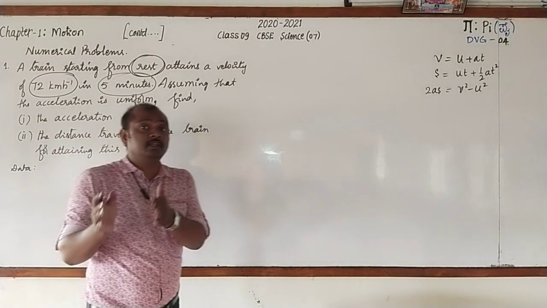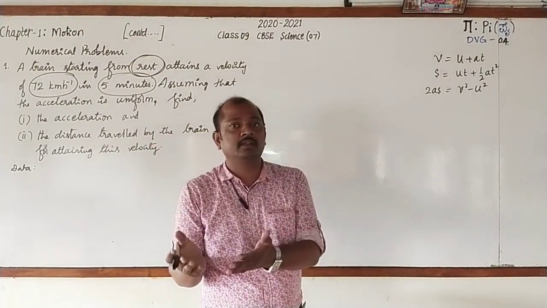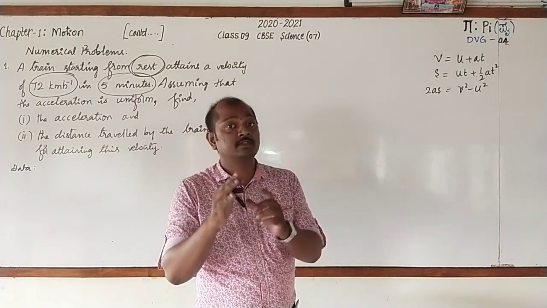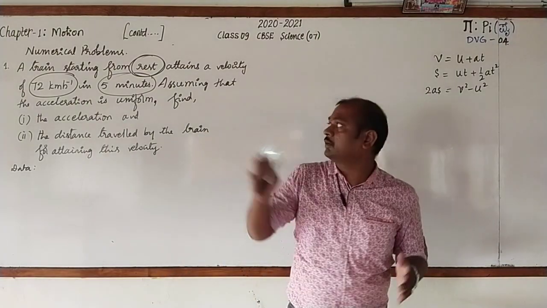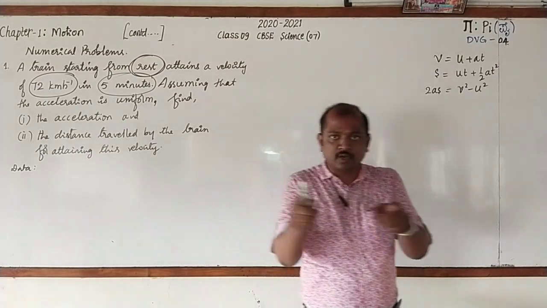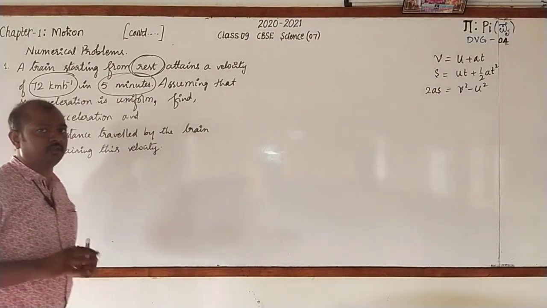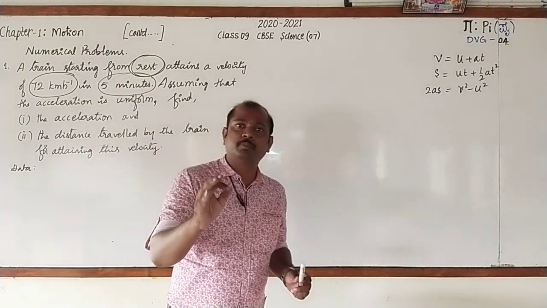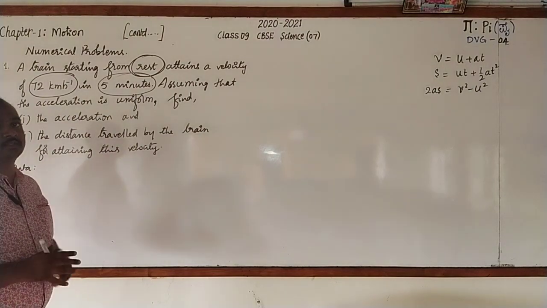As the train is changing its velocity, obviously we can tell that it is an accelerated motion. We have to find out acceleration. Second one, to change the velocity from rest to 72 km per hour, it has taken 5 minutes. That means it has traveled some distance. You are going to find out that distance traveled by the train. Right? In numerical problems, it is very important to write the given information with the SI units.